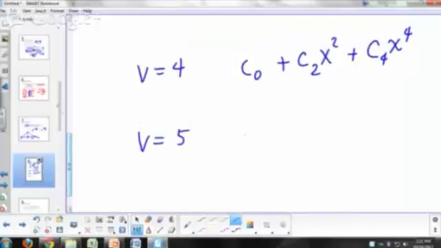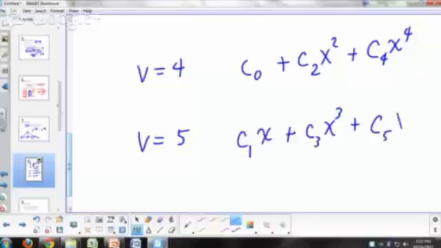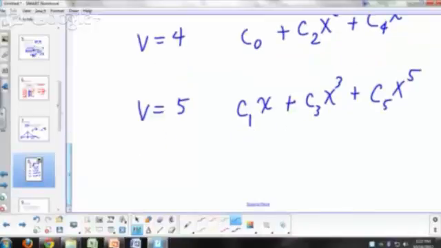For v equals 5, the polynomial is going to be c1 x plus c3 x cubed plus c5 x to the 5th. All right, so you're getting the pattern?